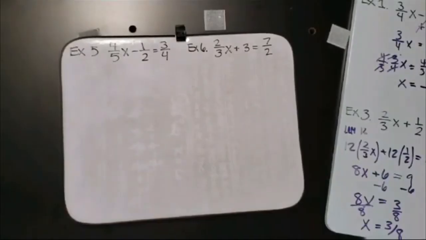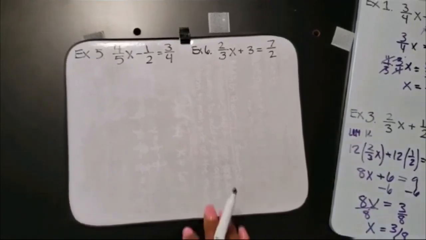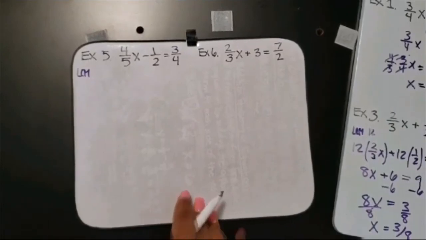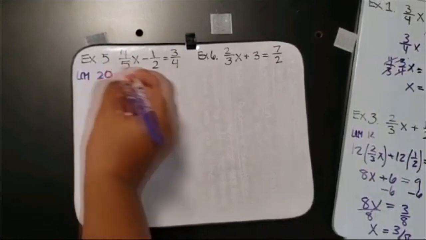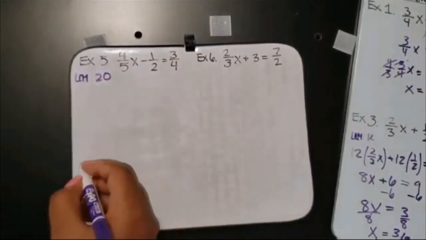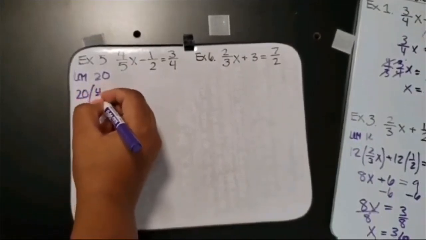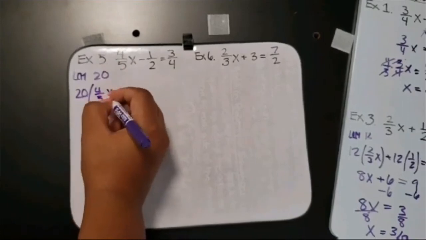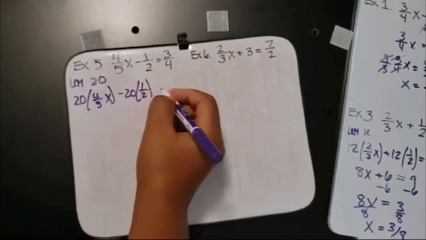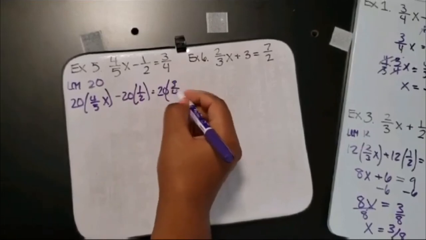Now we're going to look at example 5. We have the denominators 5, 2, and 4. So the LCM of 5, 2, and 4 is 20. So that means we need to multiply each term by 20. So we got 20 times 4 over 5 x. Then we got minus 20 times 1/2 equals 20 times 3 over 4.